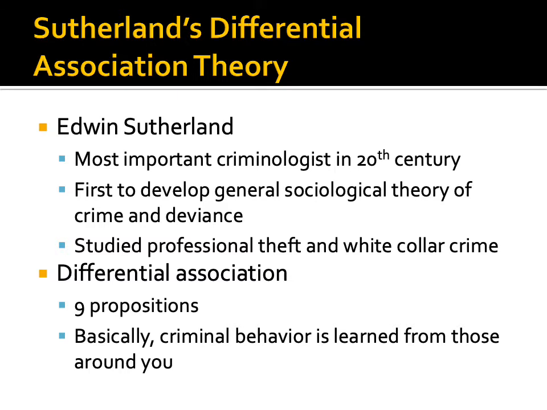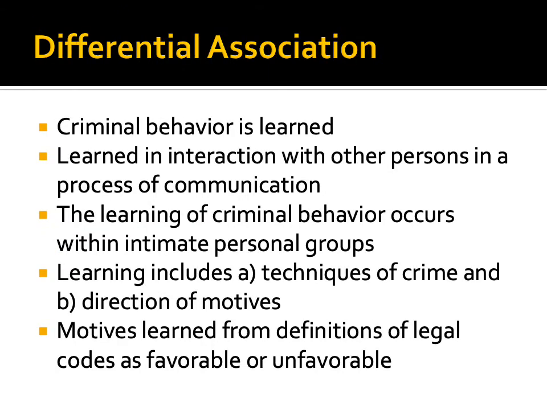So differential association theory has 9 basic propositions that say that criminal behavior is learned from those around you, right? So what are those 9 propositions? Well, the first is that criminal behavior is learned. This is a learned behavior. Like any other behavior, crime is learned. And the second proposition is it's learned in interaction with other persons in a process of communicating. So it's learned in some sort of communicative process.